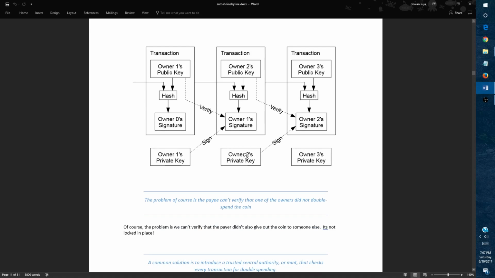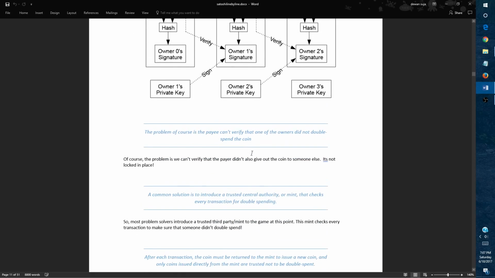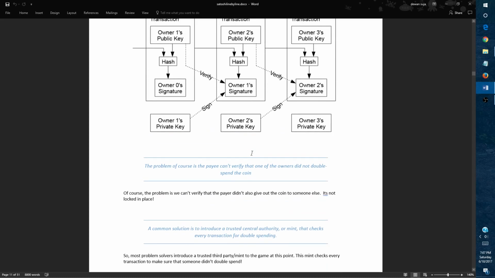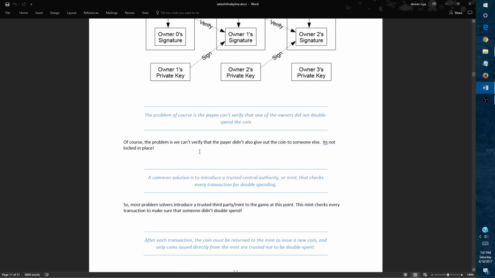But there's a flaw. He'll point it out. The problem, of course, is the payee can't verify that one of the owners did not double spend the coin. So here you're just tracking the coins in a really cool mathematical, cryptographical way, all right? But you can't really say that owner 3 didn't also sign somebody else's. Or owner number 2 didn't sign somebody else's. He can sign this one, he can sign another one. You can't really know. So the problem is we can't verify the payer didn't also give out the coin to somebody else. It's not locked in place, so to speak.